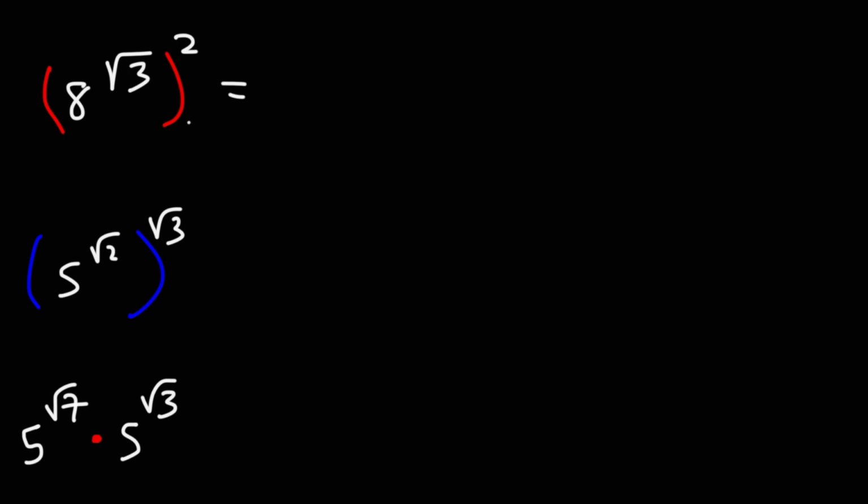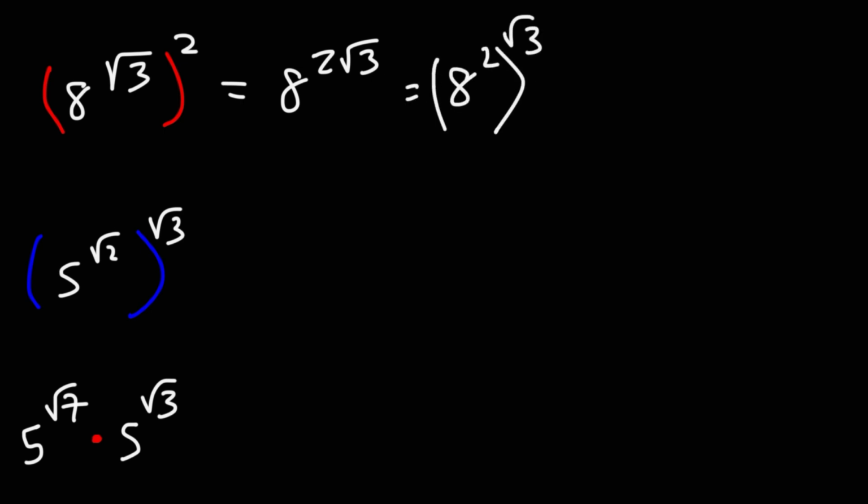So for the first one, we're raising one exponent to another. We can multiply the two exponents. So this becomes 8 raised to the 2 times the square root of 3. Or we could just reverse them and write it this way. 8 squared raised to the square root 3. 8 squared, which is 8 times 8, that's 64. So the final answer for this one is 64 to the square root 3.